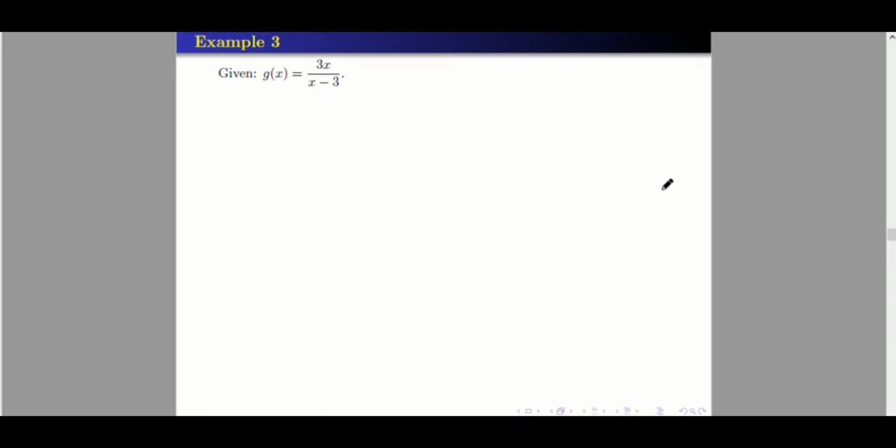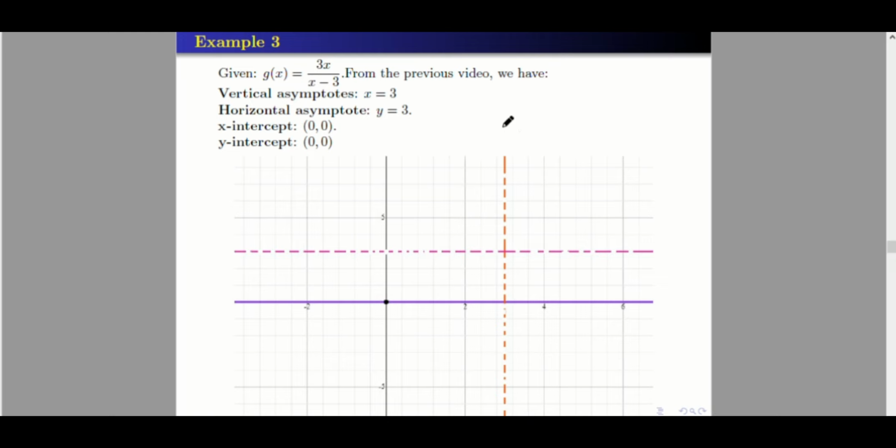Okay, example 3. So from the previous videos, we have this. We only have one vertical asymptote. Now this is the y-axis, so this is not a broken line. This is the y-axis, this is the x-axis. So this is our x equals 3. Then the horizontal asymptote is y equals 3. And the intercepts: the x and y intercepts are the same, the 0, 0.